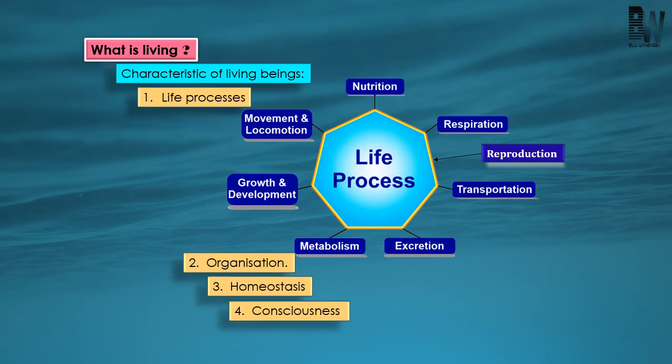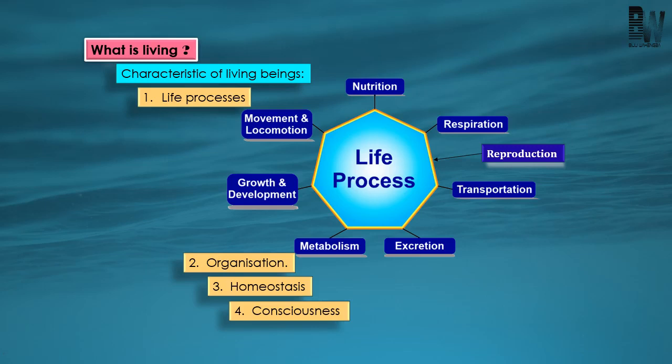Next, come to the second point. Every living organism is made up of cells, and these cells are organized into tissues, tissues into organs, and organs into organ systems. That means every living organism has a cellular body organization. This body organization is also one of the features of living.